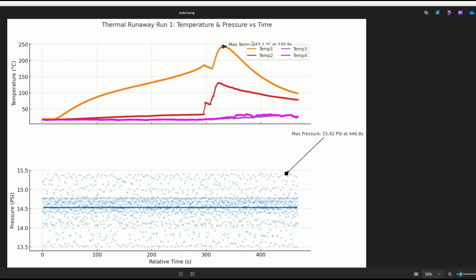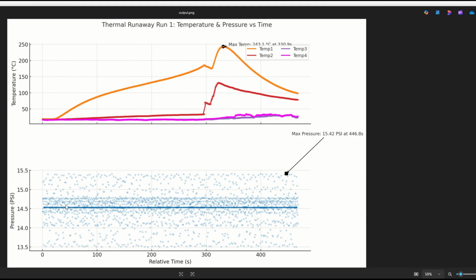All right, so we went ahead and plotted the data. As you can see here, the max temperature was 243 in this graph, as we also saw in the raw data. The max temperature happened at 330.9 seconds. Okay, so temp one, obviously that's the initiator cell temperature. Temp two is the internal enclosure temperature. And then we had the two vents. So one of the vents, we had a little bit of a rise. The other one, we did not.